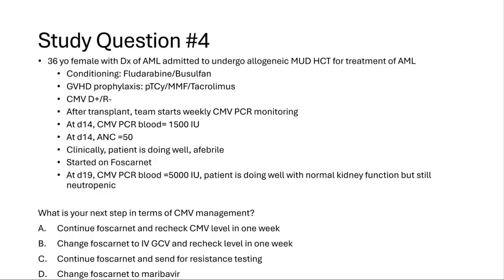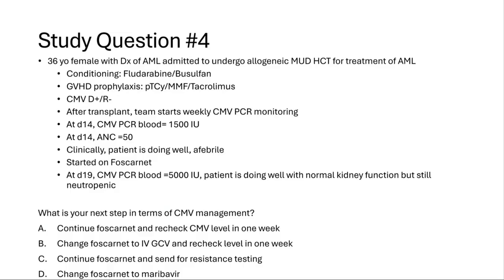Here's a question, the same patient that we had in question number 3. The same patient that we started on foscarnet on day 14 for asymptomatic CMV reactivation. The team calls you at day 19, stating that the CMV PCR in blood increased to 5,000 international units. However, the patient is doing well with normal kidney function, but she's still neutropenic. So the question is, what is your next step in terms of CMV management?